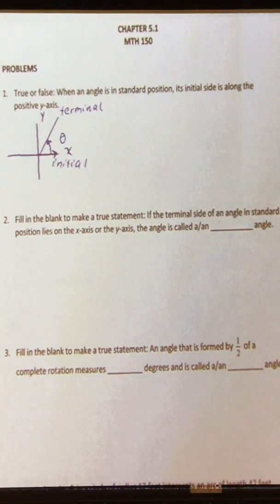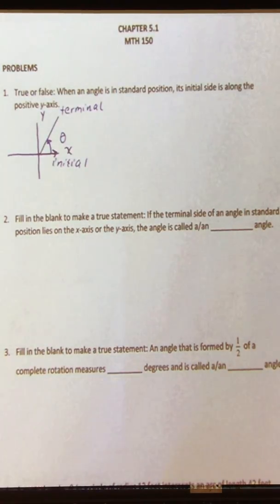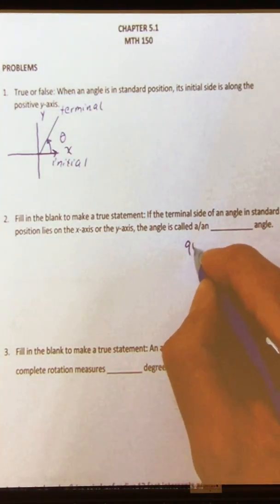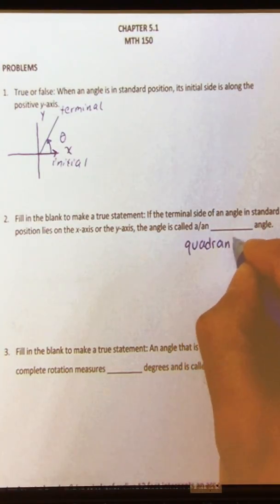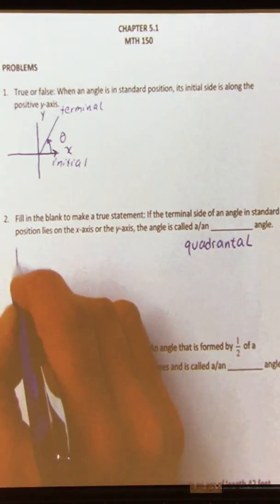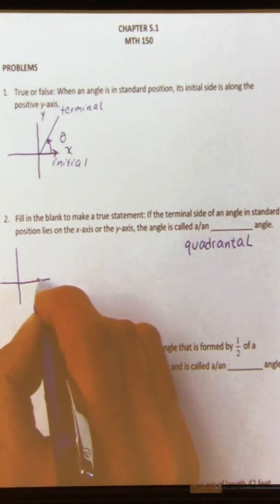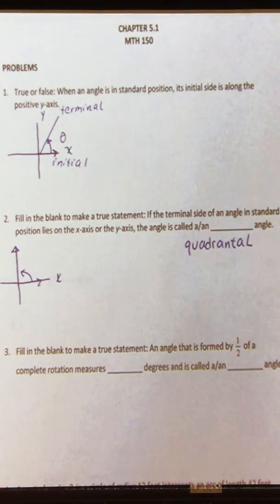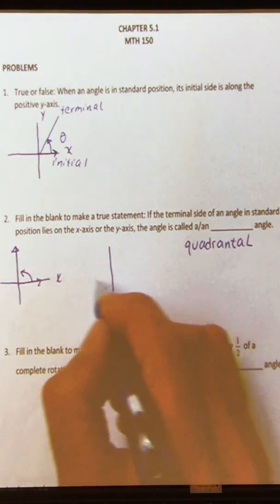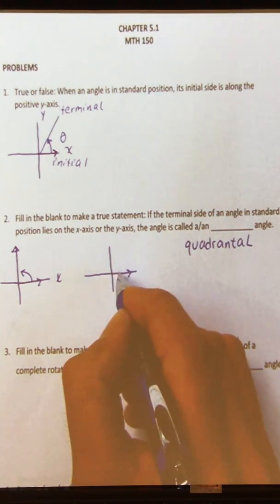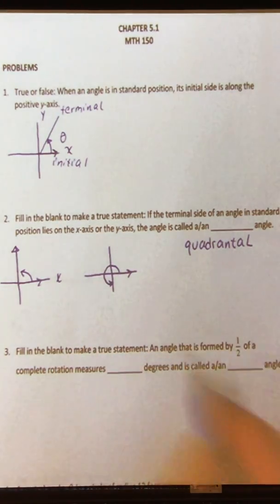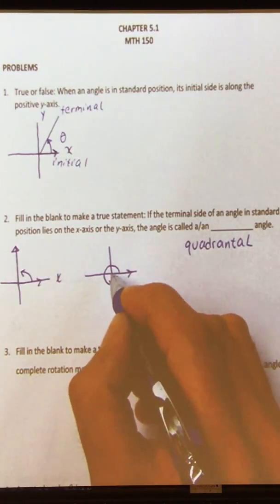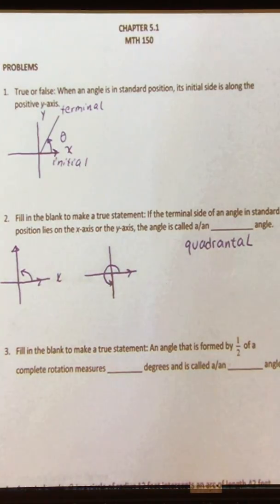Problem 2. If the terminal side of an angle in standard position lies on the x or the y-axis, what is the name of that angle? That angle is called a quadrantal angle. An example of that would be a 90-degree angle where you start on the positive x-axis and rotate through an angle of 90 degrees with the terminal side on the y-axis, or it could be where you start on the positive x-axis and rotate 3/4 turn and the terminal side is along the y-axis. Those are two such examples of a quadrantal angle.